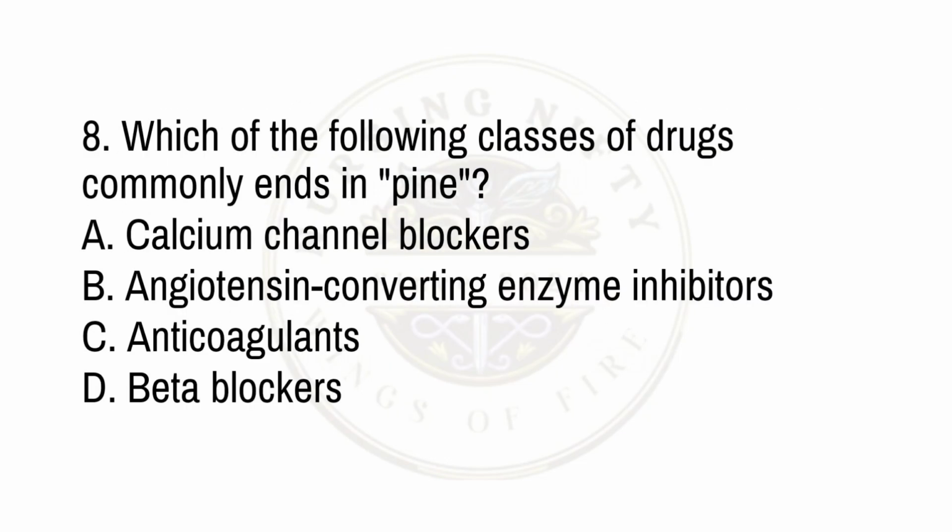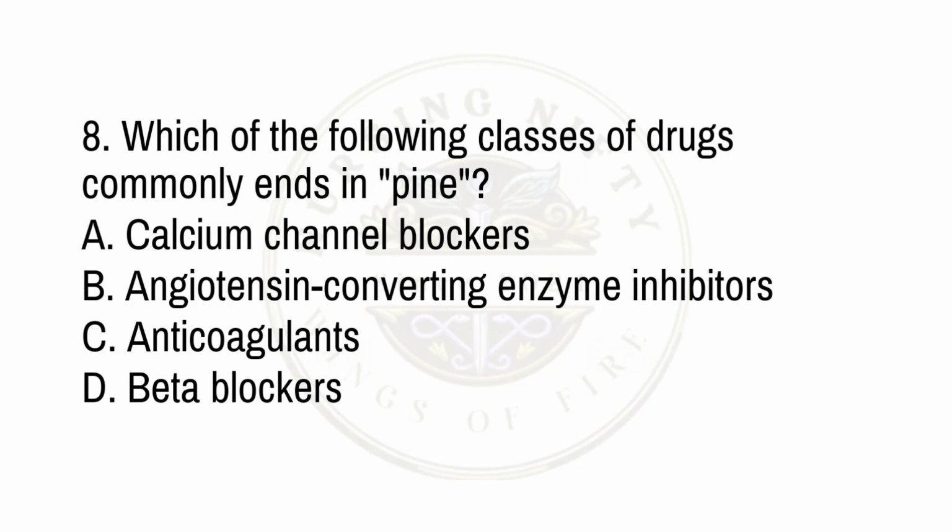Question number 8. Which of the following classes of drugs commonly ends in pine? Options. Option A, calcium channel blockers. B, angiotensin converting enzyme inhibitors. C, anticoagulants. And D, beta blockers. So here the right answer is option A, calcium channel blockers.